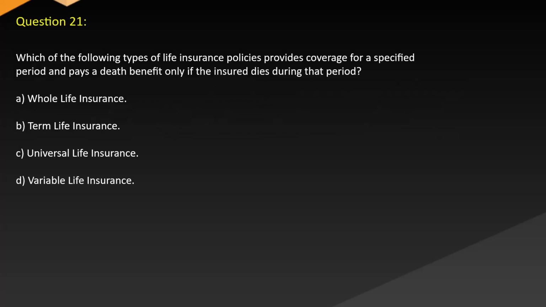Option D. Question 21. Which of the following types of life insurance policies provides coverage for a specified period and pays a death benefit only if the insured dies during that period? A. Whole life insurance. B. Term life insurance. C. Universal life insurance. D. Variable life insurance.